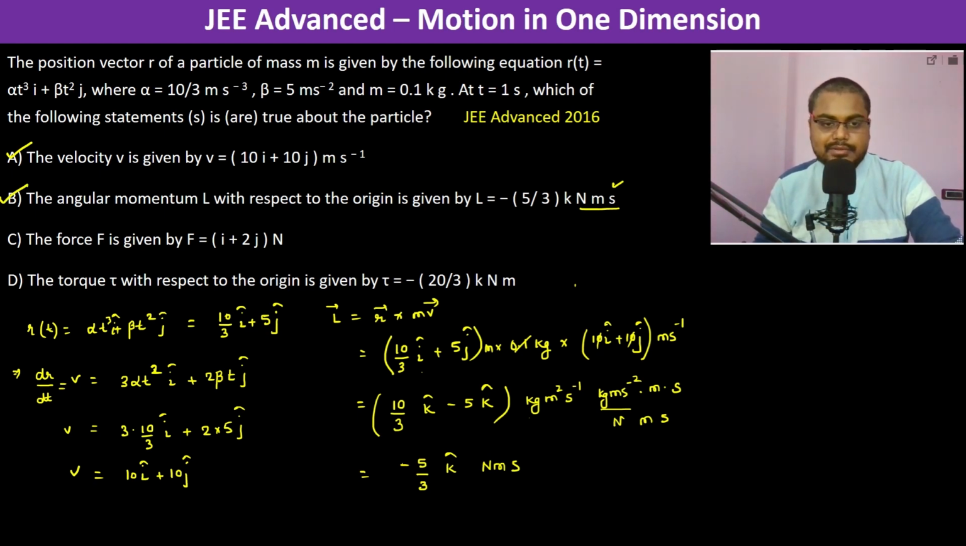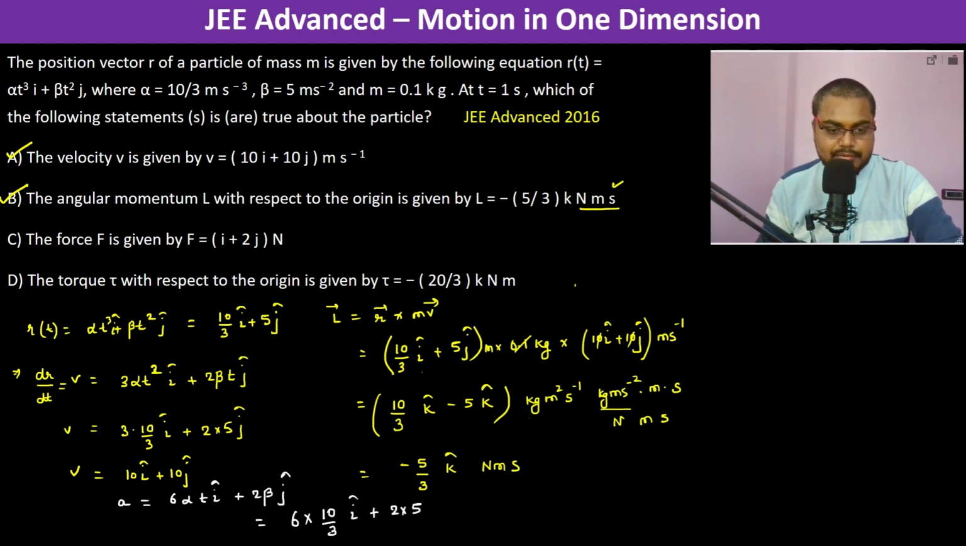C: the force is given by ma. If we want to calculate acceleration, we can do it here. Acceleration will be given by 6 alpha t I cap plus 2 beta J cap. So this becomes 6 into alpha, which is 10 by 3, I cap plus 2 into 5 J cap. So this is 20 I cap plus 10 J cap.